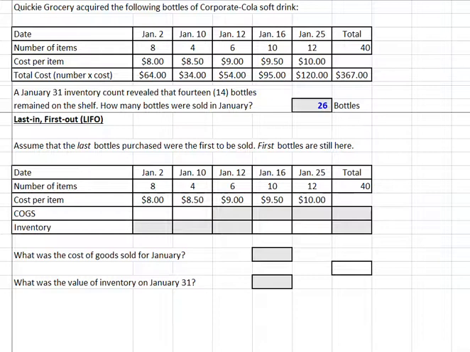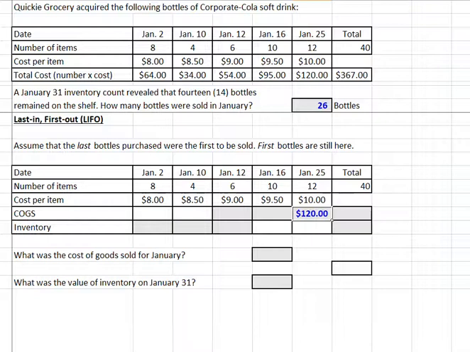Our LIFO method, recall, assumes we sell the last items in. Those would have been from January 25th and the 16th and so on. Last in are the first out. And again, we've sold 26 bottles. So we will assume we sold all 12 of the bottles from January 25th, 10 of the bottles from January 16th. That brings us up to what, 22? And we're going to need to assume that we've sold 4 of the bottles from January 12th.